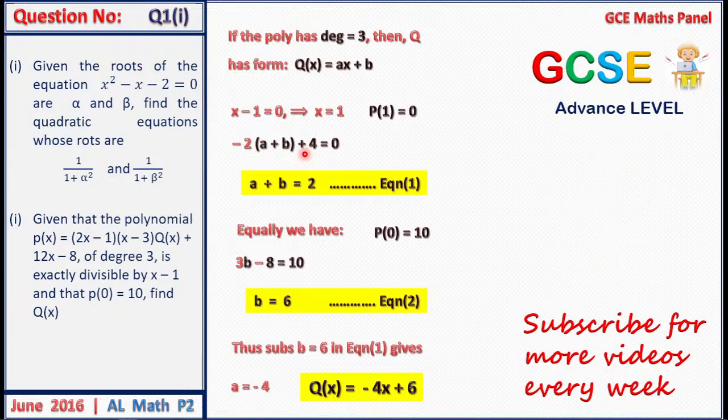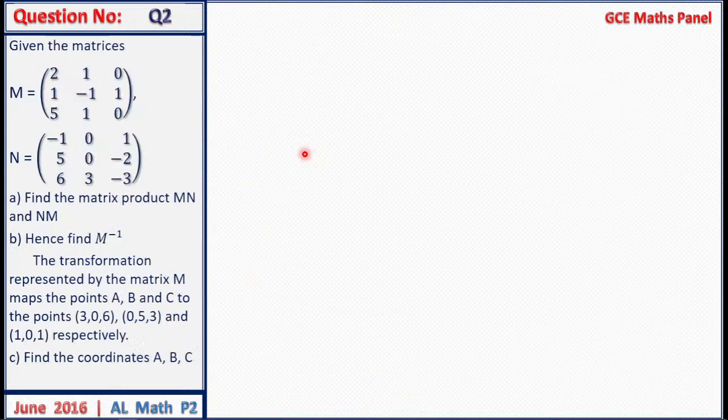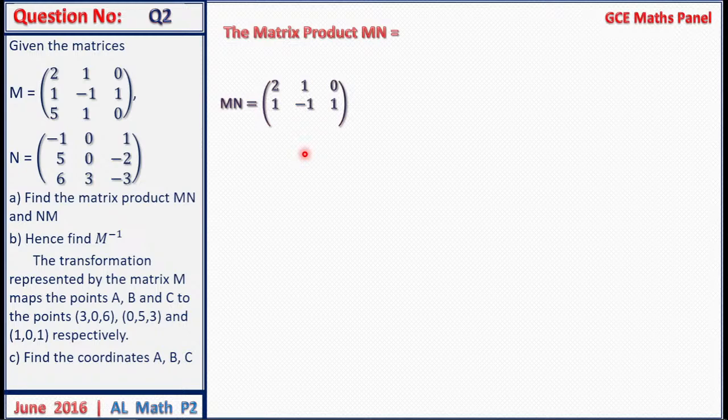Let's take the second question. The second question of this paper reads: given the matrices M equals that and N equals that, find the matrix products MN and NM. So MN will be equal to M times N, and this gives us the first row in the first matrix times the first column in the second matrix.